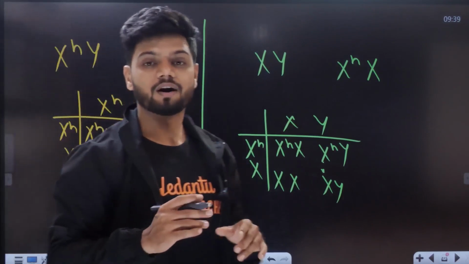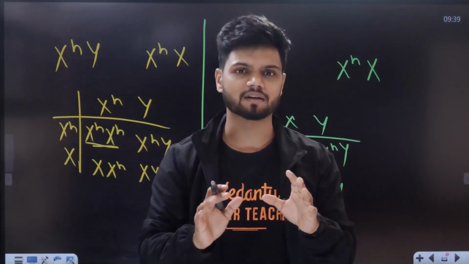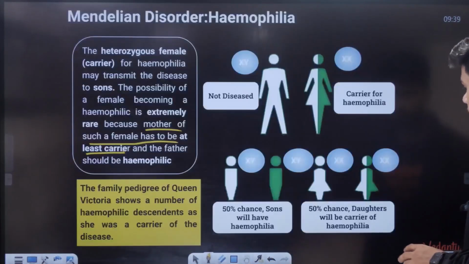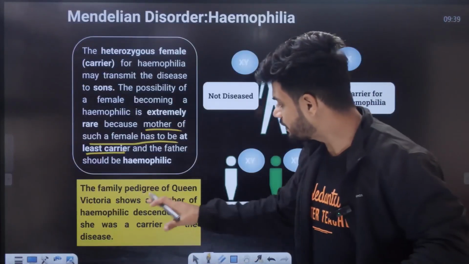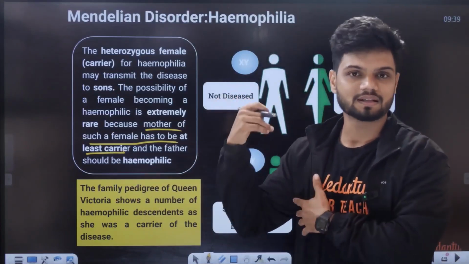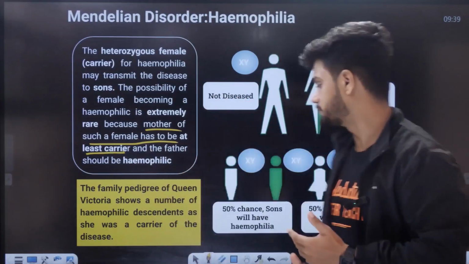For a female to become color blind or hemophilic, it is very rare. Males are generally more affected here. See here, the family pedigree of Queen Victoria. In the family the disease is there, where males are generally more affected.